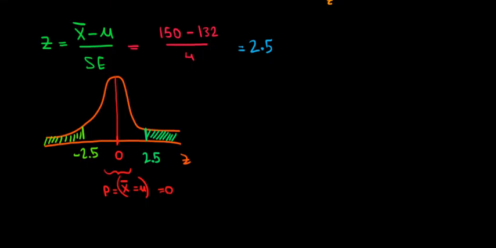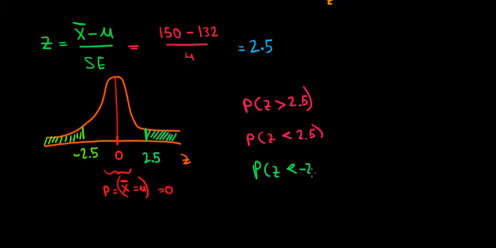Now, because the Z table gives the probabilities to the left of the value, if we look in the table for the probability that Z is greater than 2.5, we're not going to find it. It's given only the probability that Z is less than 2.5. But the probability that Z is less than 2.5 is this entire area over here. So what we can do is look at the probability that Z is less than minus 2.5, which is going to be just this small tail that we need.